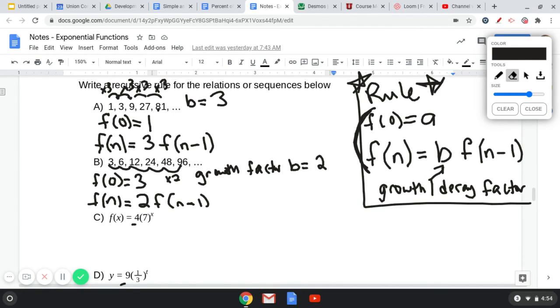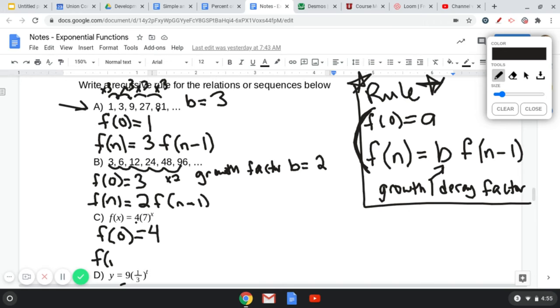All right. Part C. We're not given a sequence anymore. Oh, I didn't tell you, these are sequences, yeah? Patterns, pattern of numbers. Now C, we're just given a function. And we need to figure out what f of 0 is. So we plug in 0 for x, and we get 4 times 7 to the 0, which is just 4. Because remember, in our exponential functions, this number out here is our starting point when x is 0. So this is our first term in the sequence.